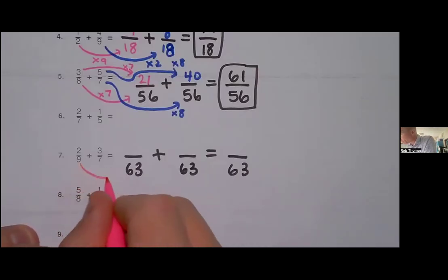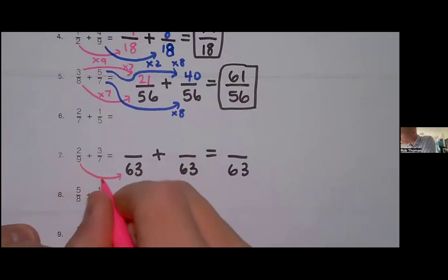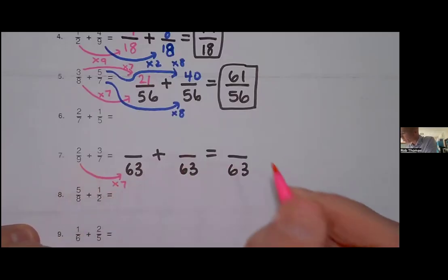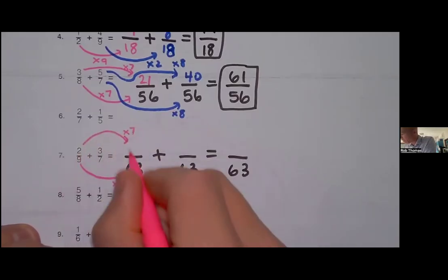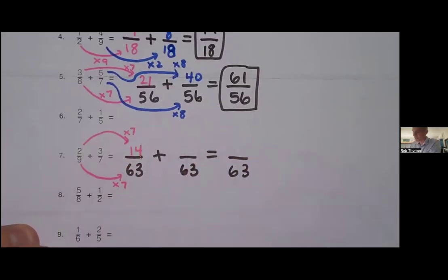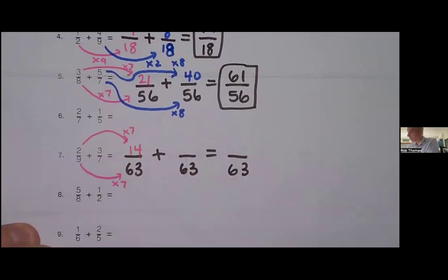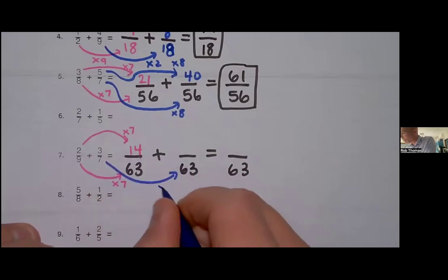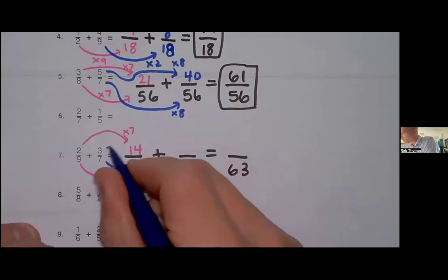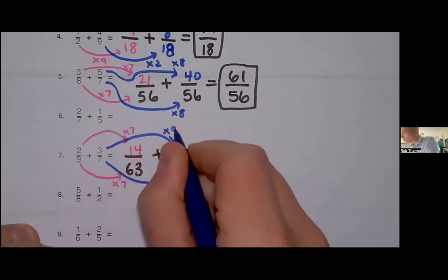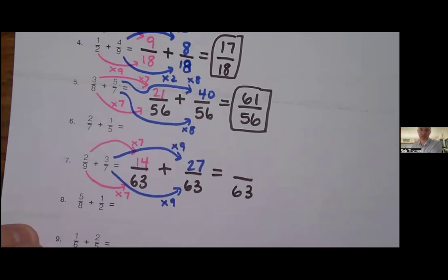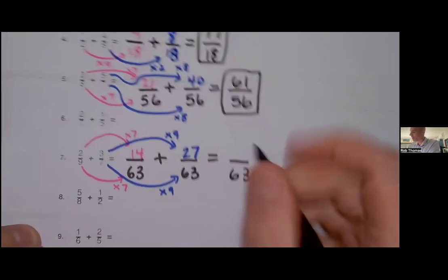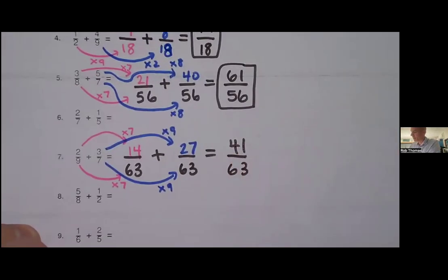So for the first fraction, to change that 9 to a 63, we need to go times 7. And so on top, we take this 2 and we multiply it by 7. 2 times 7 is 14. So we get 14/63. And then on the bottom, we're taking this 7 and multiplying it by 9 to get that 63. So on top, we take this 3 and we multiply it by 9. 3 times 9 is 27. Now all we got to do is add 14 and 27, which I believe is 41, and we get 41/63.